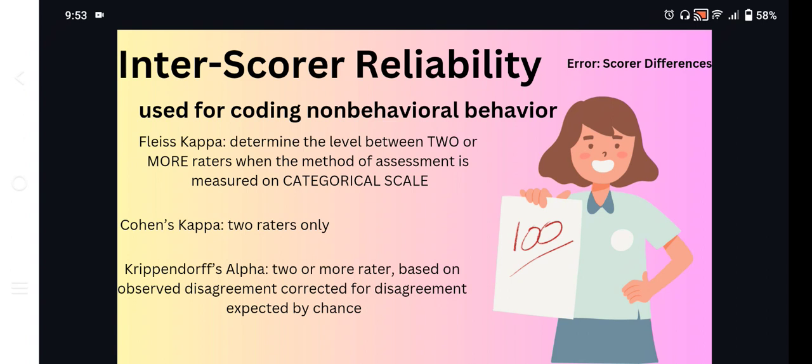So, masyado na po yatang mahaba ang minutes nito. Ikakat ko na lang po dito.